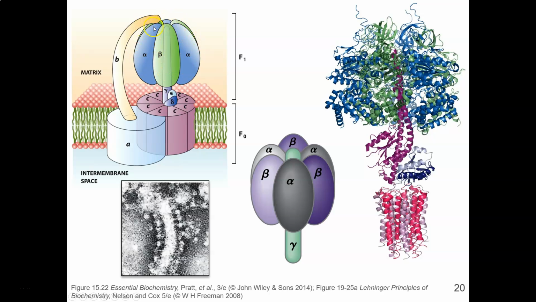So notice that we have 6 subunits. We have 3 alphas and 3 betas. The active site for the synthesis of ATP is largely located on the beta subunit. We can actually see this in the electron microscope, where these look like lollipops right here, where you can see the F1 domain here. And over here on the right, we can see a little bit more of the structural detail of the enzyme.